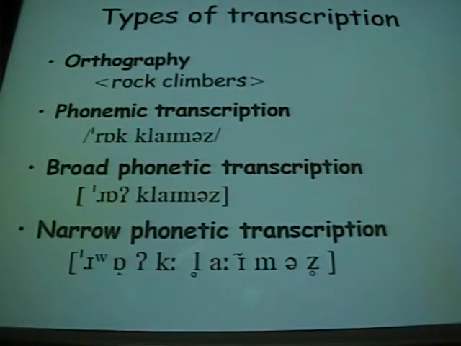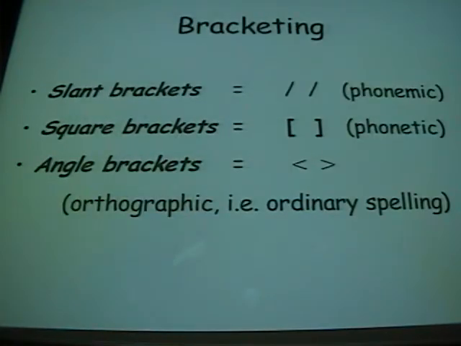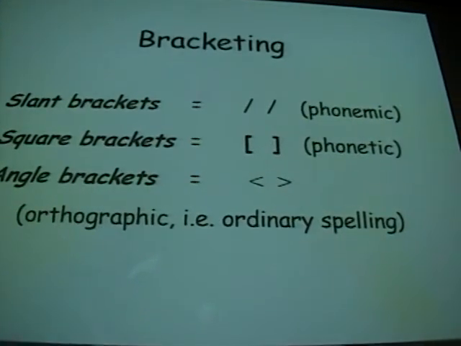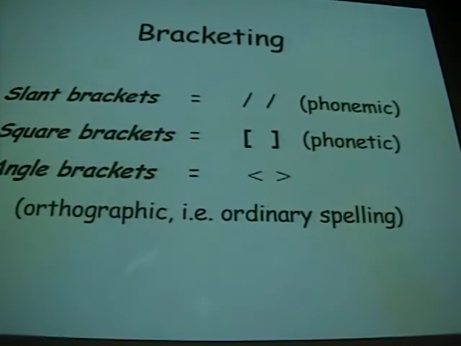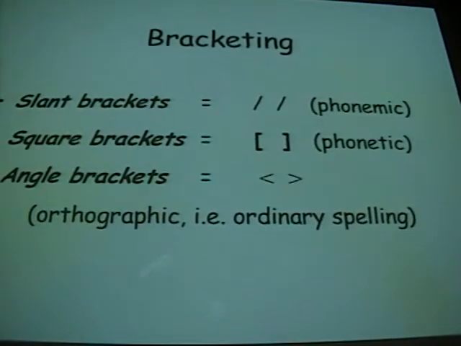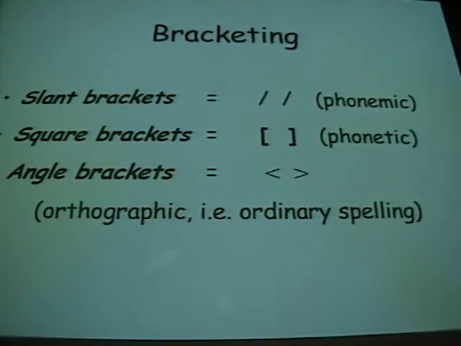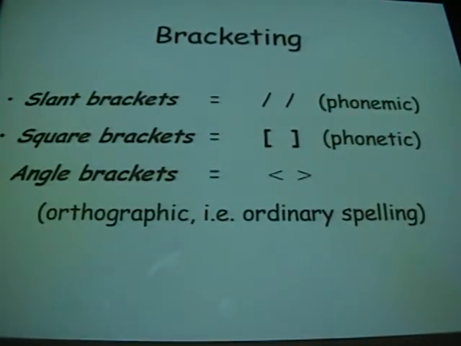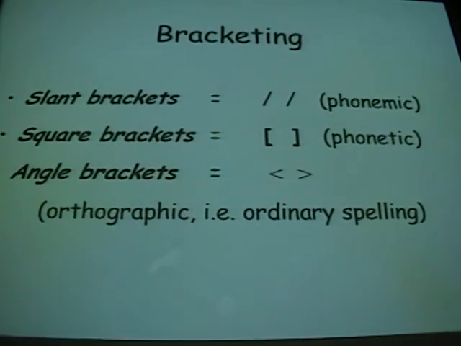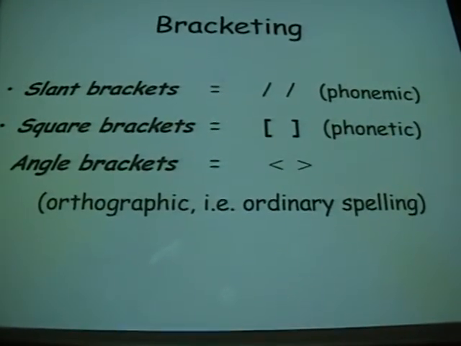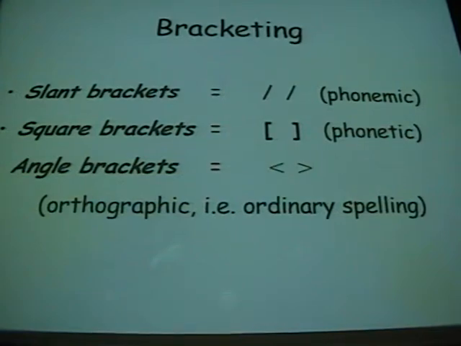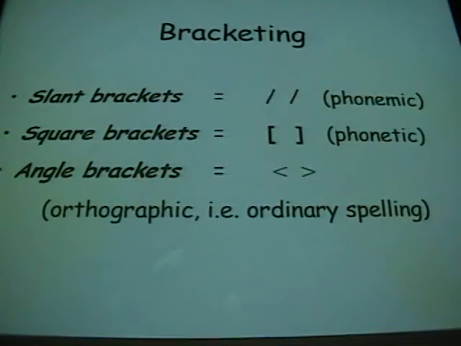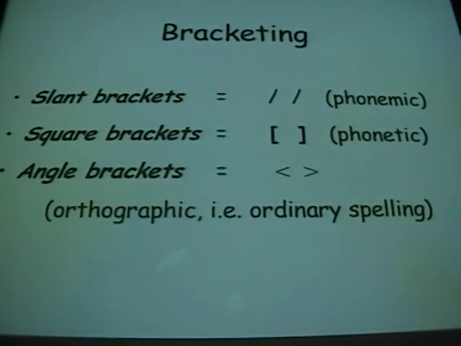So, just a quick reminder then on the types of bracketing. We have slant brackets for phonemic transcription, square brackets for phonetic transcription, angle brackets for spelling, orthography. As is true of all aspects of language, grammar, vocabulary, and so on, phoneme systems vary from one language to another. And the greatest obstacle to learning the pronunciation of a foreign language is the differences between the phoneme systems.